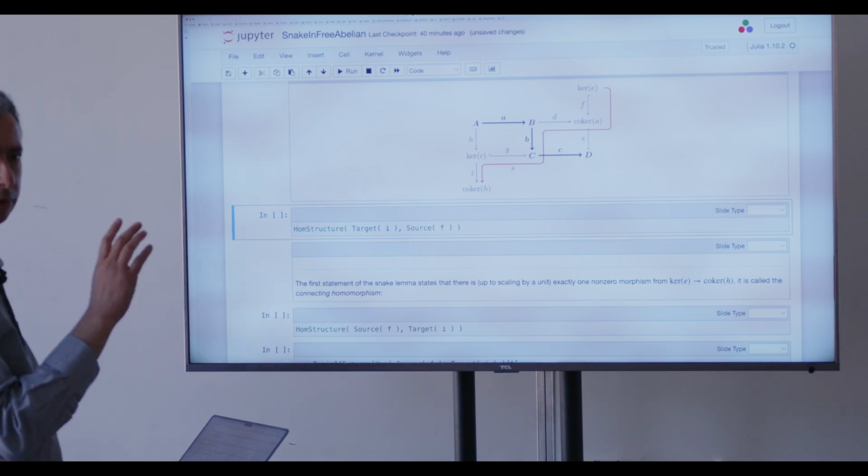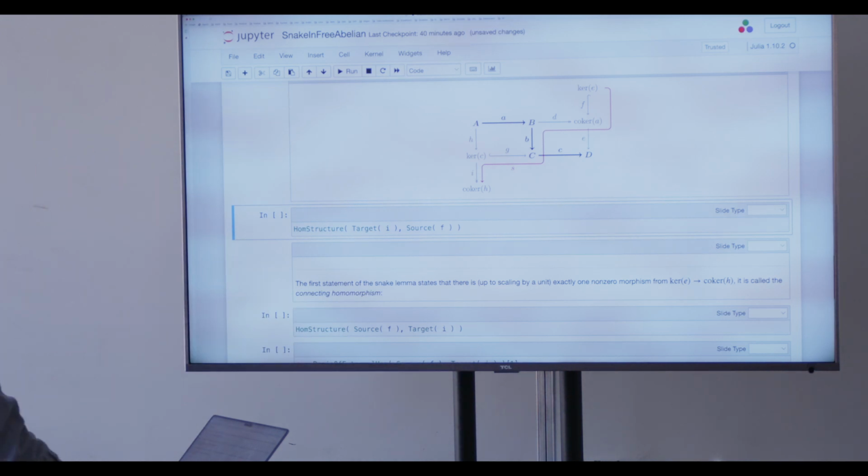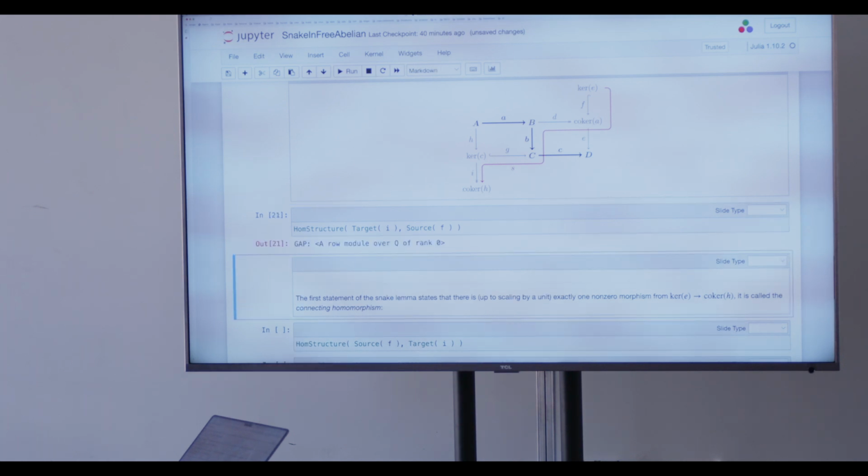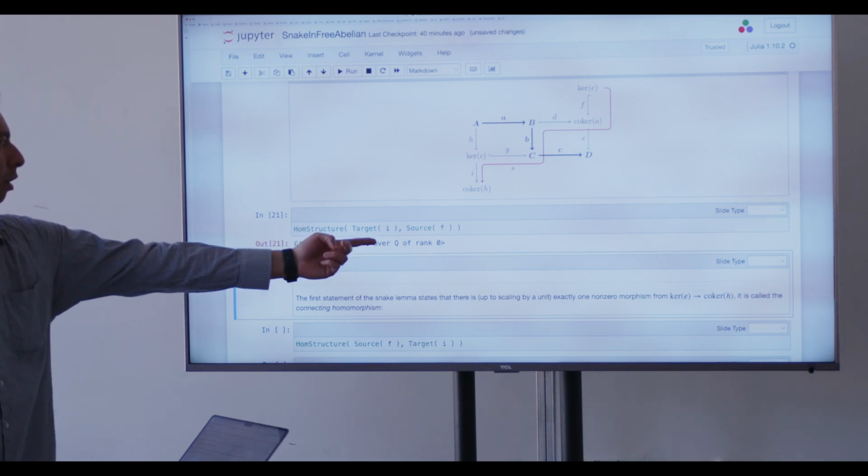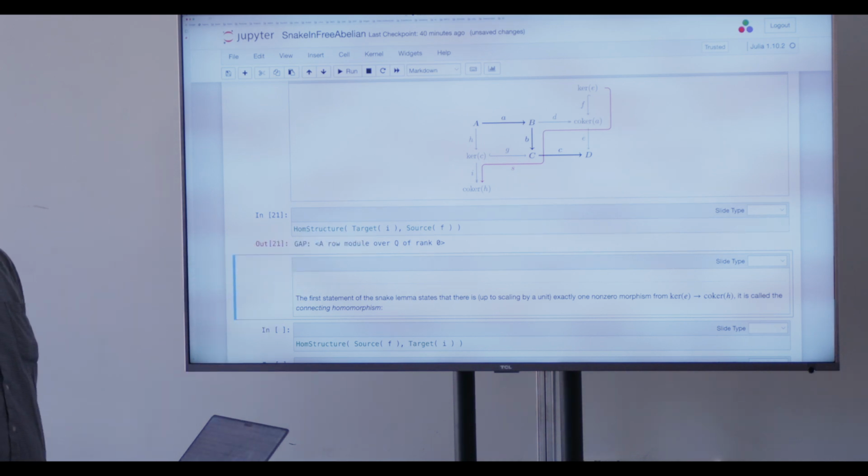So this is not the question we actually are interested in. Now I'm using the property that my abelian category can compute Homs. And if I press enter, it tells me a row module over Q, so a vector space of rank 0, so of dimension 0. There are no non-trivial morphisms. Of course, you can take the 0 morphism.